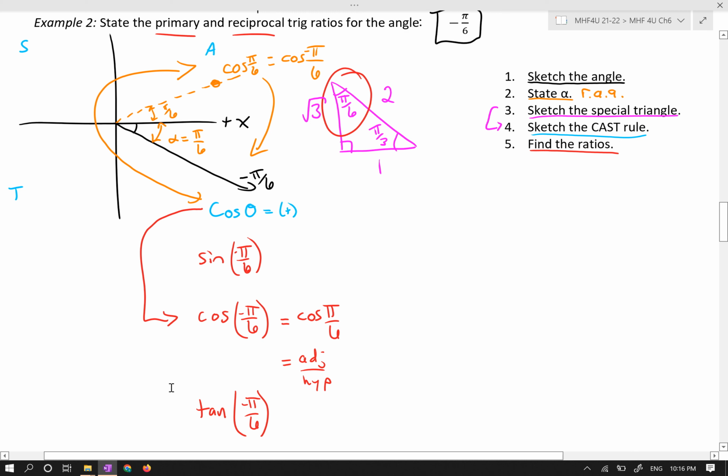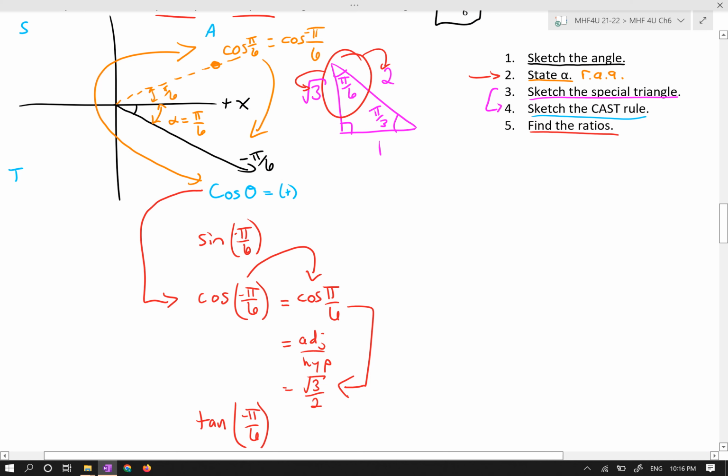And if it's adjacent over hypotenuse, I'm working with my special triangle up above. And I'm saying, okay, the adjacent side, that's the square root of 3. My hypotenuse is 2. So my adjacent over hypotenuse is the square root of 3 divided by 2. So here, notice what we did. We used the related acute angle to restate my cosine ratio in terms of the related acute angle. I used my special triangle to interpret this ratio. I used my CAST rule to know that cosine stayed positive when I was working with its related acute angle.